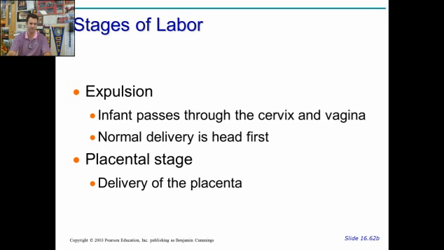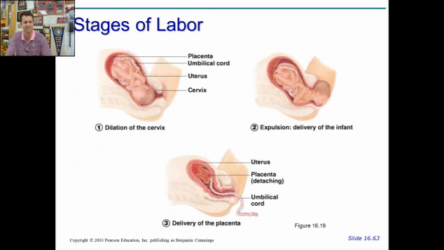Then you have expulsion. The infant passes through the cervix and vagina. Head first is normal, of course. And then after the baby, you actually have to give birth again, this time to the placenta, which usually weighs up to 5 pounds. Crazy, this giant thing of blood vessels. And in some cultures, it's kept and cooked and eaten, although not me.